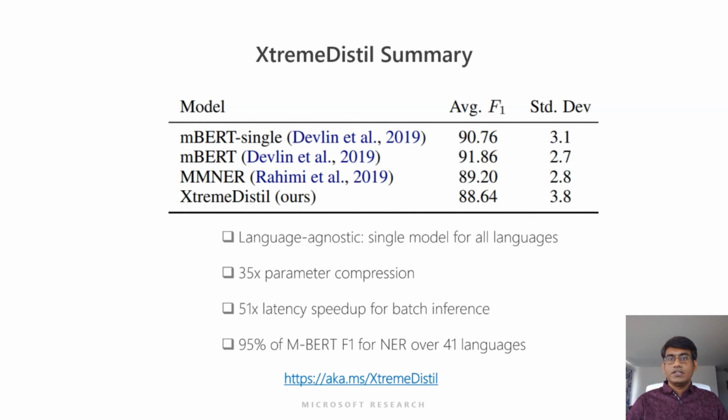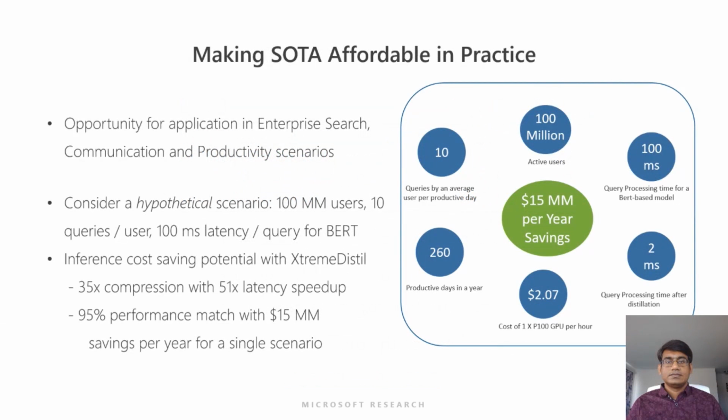We perform experiments for both text classification and massive multilingual NER over 41 languages. To summarize, our student model that we call Extreme Distill obtains massive compression with 35 times parameter reduction, that is 90% smaller than the BERT teacher model while being 51 times faster. All the while it retains 95% of the BERT performance over 41 languages. Extreme Distill is already being used for several of our products and services.